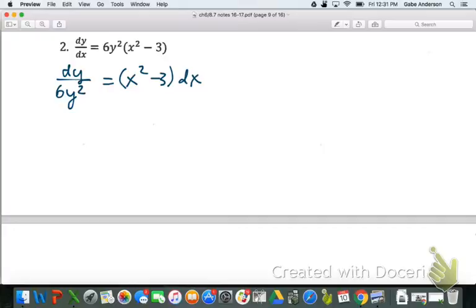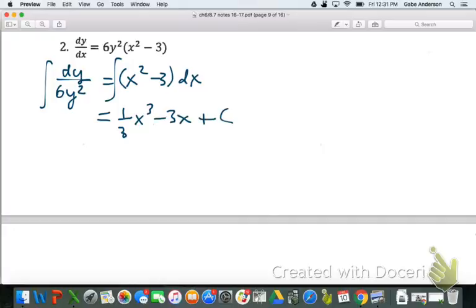So the good news is if this were a free response question, you all just earned 1 point for sure, which is the reason to be happy. Next step is finding your antiderivatives. So the integral symbols go in there. The right side, pretty straightforward. It would be 1/3 x cubed minus 3x plus c.